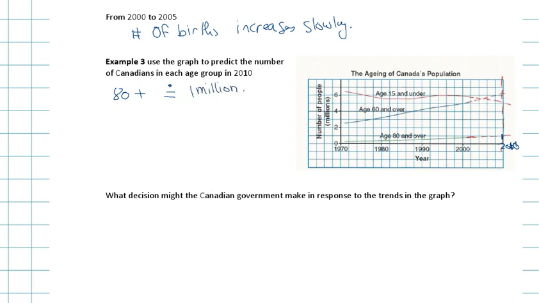People between 60 and 80, what do you expect? Around 6.2 million? There's even more than 15 and under, huh? And in 2010, how many 15 and under do you expect to have? Around 5 million? Yep.